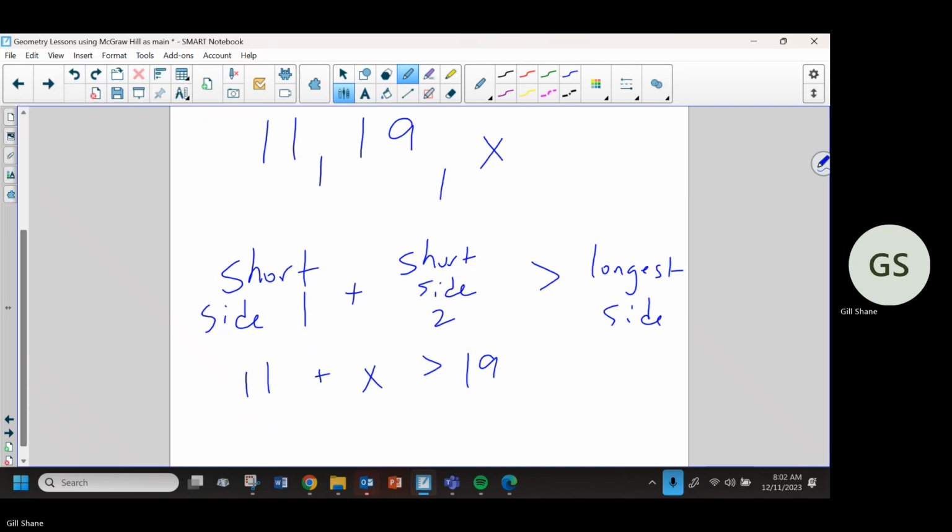You guys are wrong. Really? So what am I going to get when I subtract 19 minus 11? You get 8. But 11 plus X has to be greater than 19. So 8.5 would work. 11 plus 8 would not be greater than 19. 8.5 is not greater than 8.